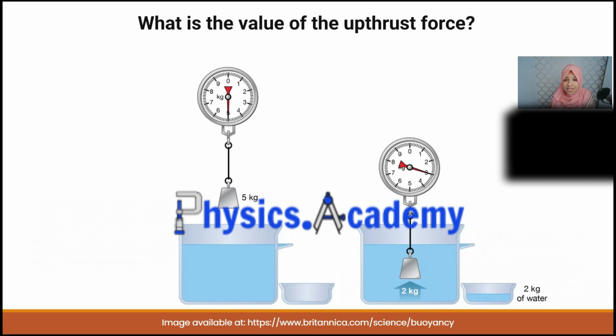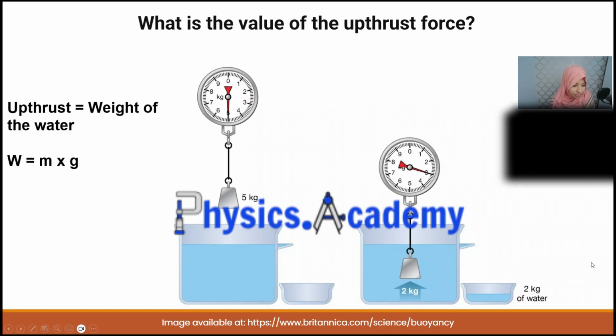What do you think is the value of the upthrust in this scenario? It says value of the upthrust force. Excellent, that's it. So we know that the upthrust is equal to the weight of the water. So how do you know the weight of the water? Good. So we have the mass, we can calculate the weight, right? So we know weight is mass times g. The mass is given to us, which is 2 kilograms, times g, the value of g being 9.8. Then we can calculate the weight of the liquid displaced, and this is equal to the upthrust force.